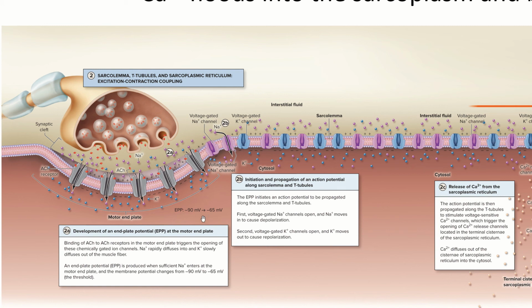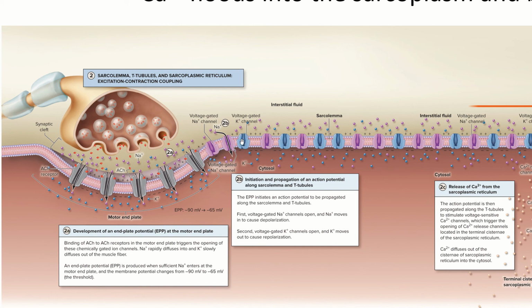Once we reach that negative 65 millivolts, we're going to open voltage-gated sodium channels. So these guys are going to be sensitive to electricity, and when they are hit by the appropriate voltage, they will open, and now sodium will flood into the sarcoplasm. And the influx of sodium into the sarcoplasm is going to cause the depolarization of the interior of the sarcoplasm to a positive 30 millivolts. This positive 30 millivolts is then going to open the potassium channels. Notice they are voltage gated as well, so they're going to depend on particular voltage in order to open.